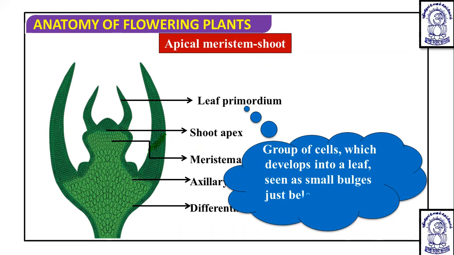Now, leaf primordia, what is it? It is nothing but a group of cells which develop into a leaf. So I called it initial leaf. Seen as small bulges just below the shoot apex. Means this is the shoot apex, and just below the shoot apex, these are getting originated. Okay, so they are the initial leaf.